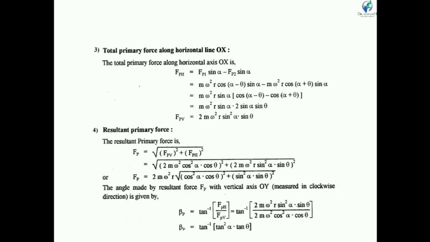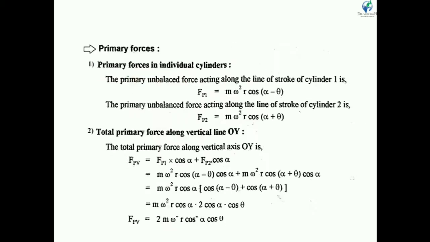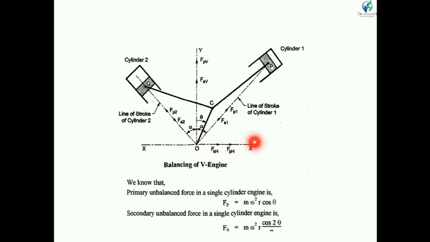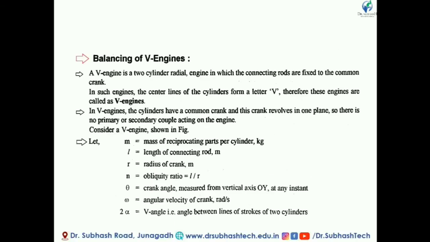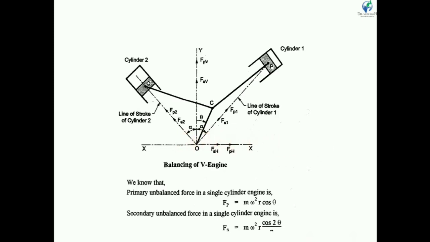In the same way, we require the total primary force along the horizontal line. This is the force, with one component in this direction and one component in this direction. So Fp1 sin alpha in this direction, and Fp2 sin alpha in this direction.